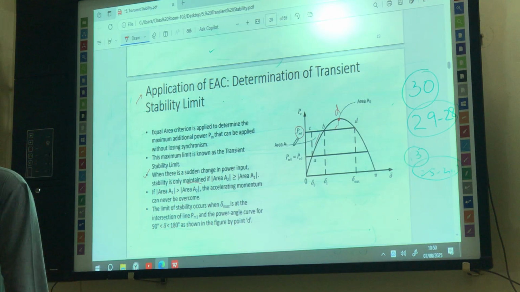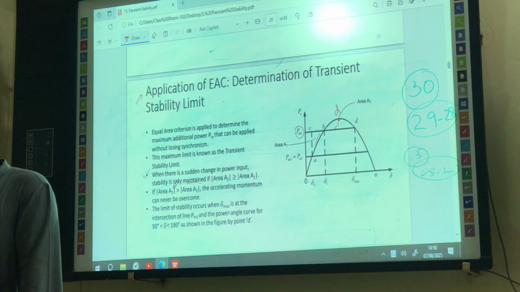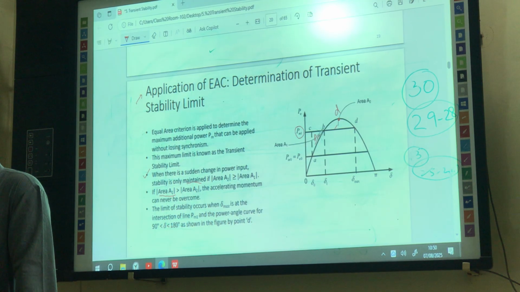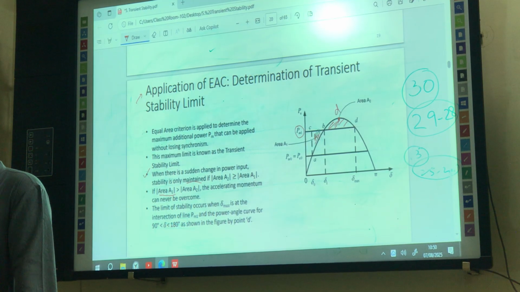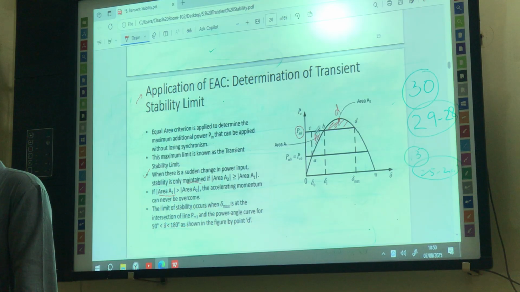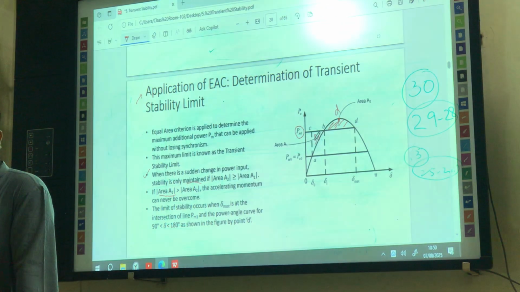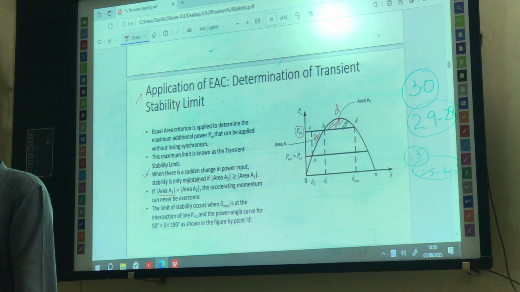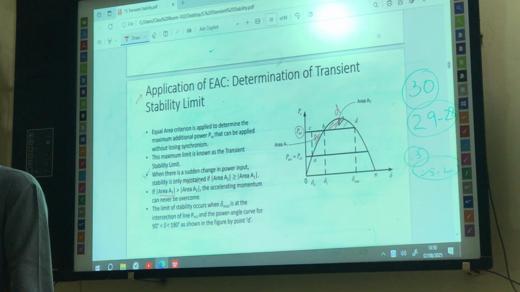But an unstable situation comes whenever this area A1 is higher than this area A2. Because if this is the case, let's say area A2 is lower than this A1, then all of this stored acceleration energy will not be able to dissipate here completely. There will be some excess energy, which will make the system unstable. How and why, we will discuss a little bit later. But have you got these two points?